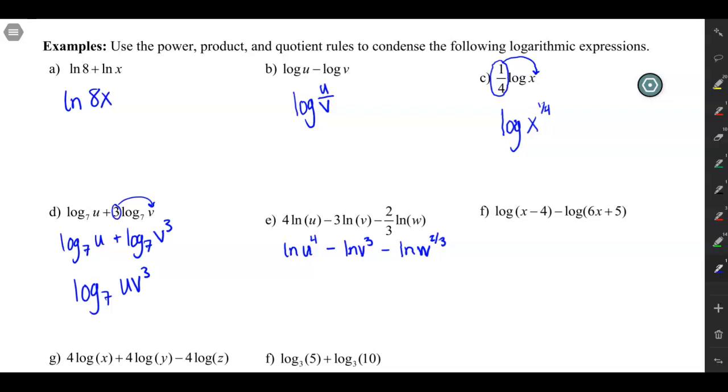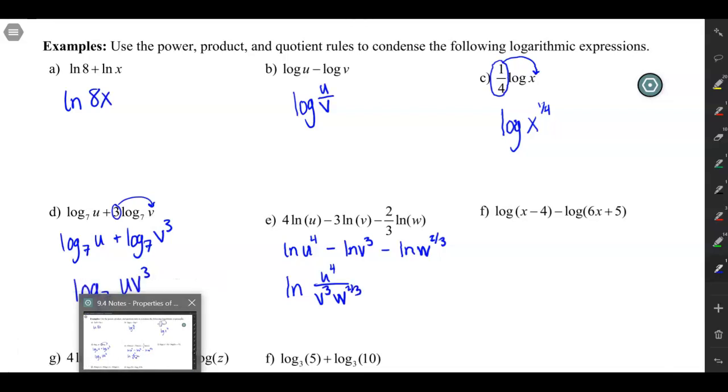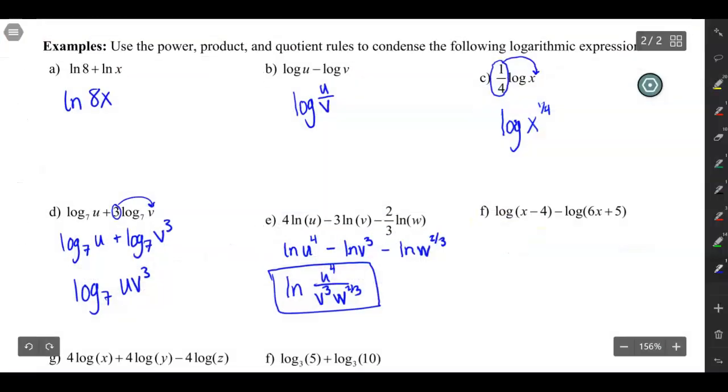Then we have a bunch of things that are being subtracted, so I can do the quotient rule. So I have the ln, and I have u to the 4th, that's what goes on top of my fraction. Then I'm subtracting a v to the 3rd power, and I'm also subtracting a w to the 2/3 power. Okay, so since I'm subtracting both of these, they're both going to go on the bottom of my fraction.